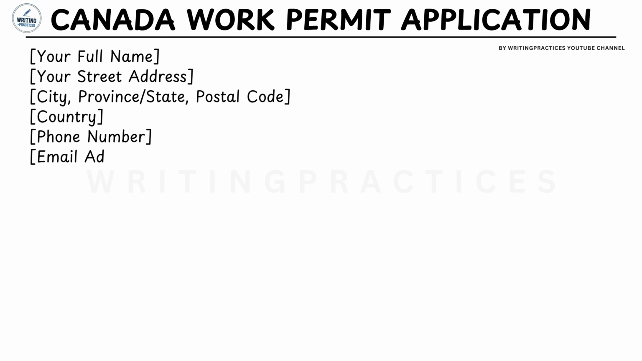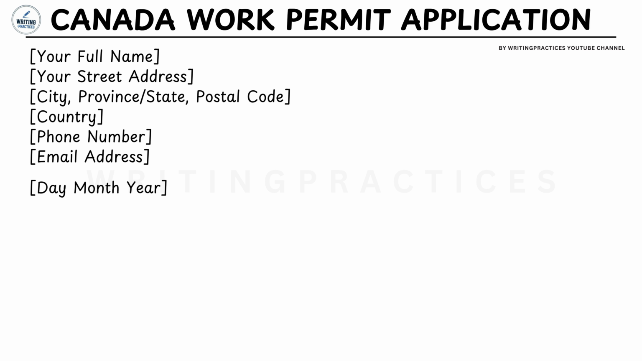Sender information. First, write your complete personal contact details at the top of the letter. For example, Christopher Bennett, 412 Oakwood Drive, Chicago, Illinois 60611, United States, +1 312 555 8472, Christopher Bennett at email.com. Make sure everything matches your passport and application documents.